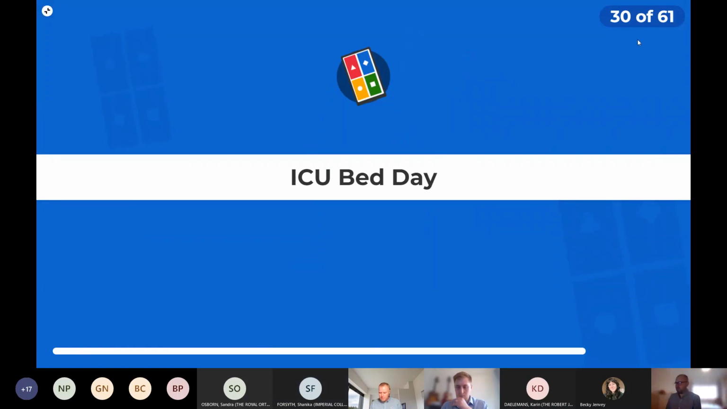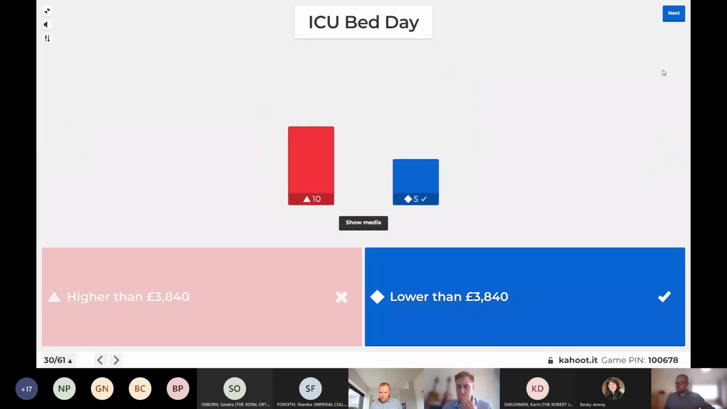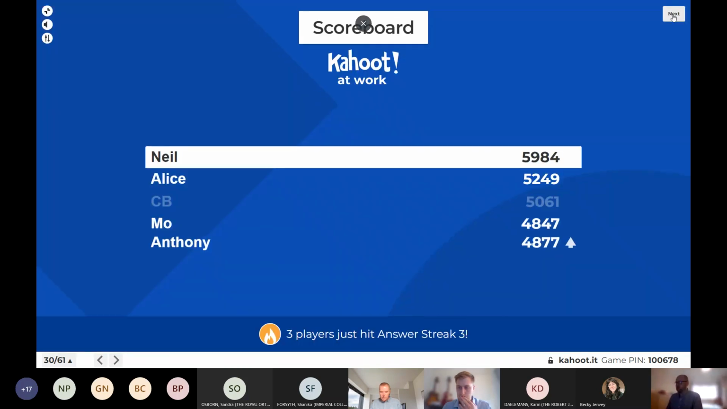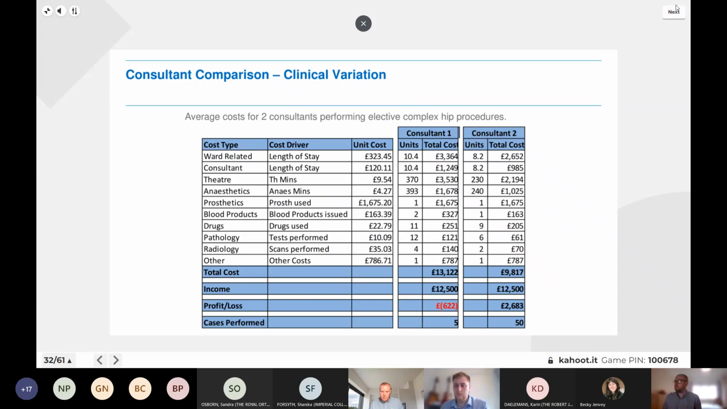And then ICU bed day, higher or lower than £3,840? It's lower than £3,840. Change at the top. I think that is the last one, which means Neil has won that. An ICU bed day is about £1,270. Yep, so that's the answer. Well done to Neil there. There will be a result at the end, I think, to see the final scores. But we'll move on to the rest of the presentation now.